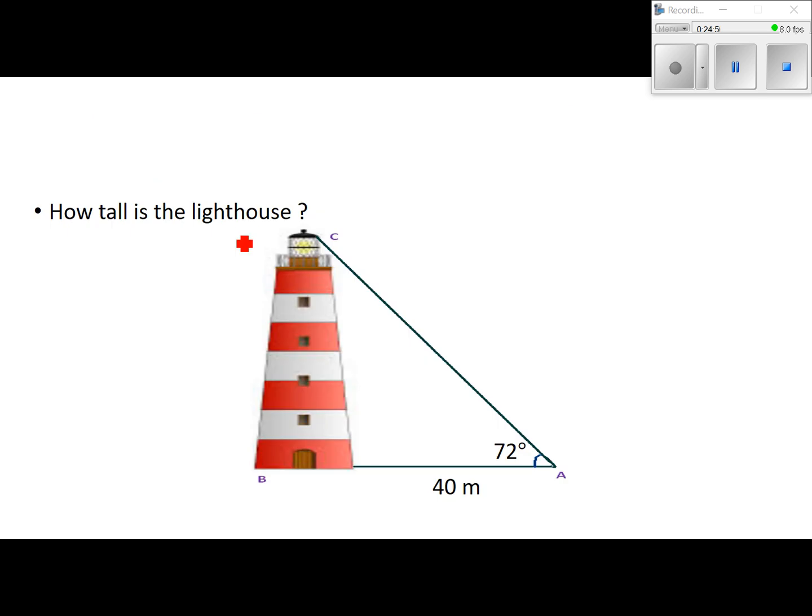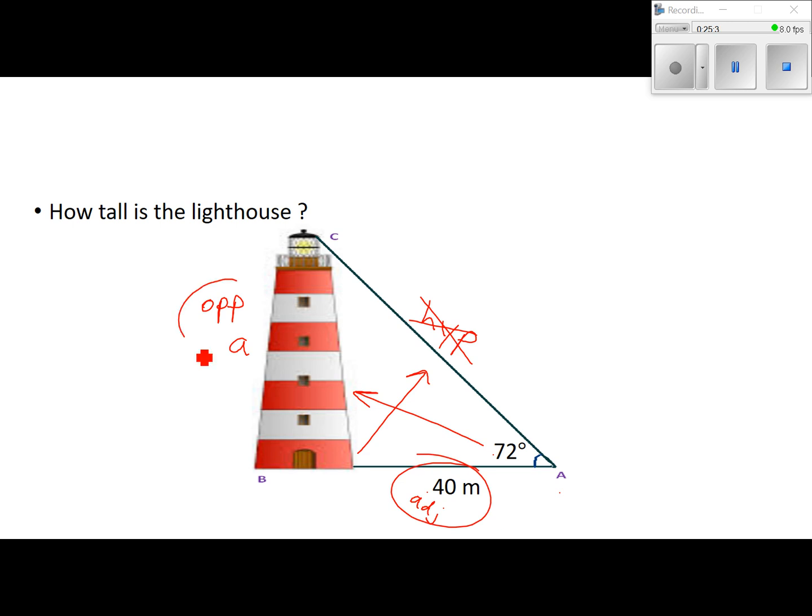Next one, how tall is the lighthouse? So we're looking for this side over here. This is big A, we'll call it little a. We're probably going to use this angle since they gave it to us. It looks like an angle of elevation there. So this is going to be the opposite leg. This is the hypotenuse across from the right angle. Hopefully the lighthouse makes a right angle with the ground. And then this side over here is the adjacent. We really don't care about the hypotenuse this time, so we care about the adjacent and the opposite.